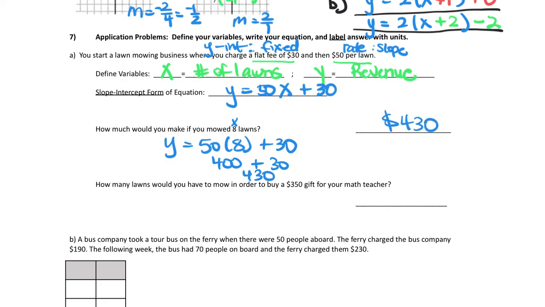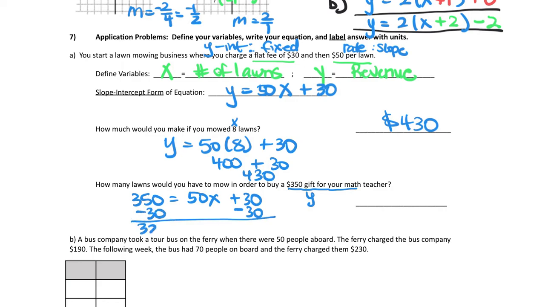And then it says, how many lawns would you have to mow in order to buy a $350 gift for your math teacher? Wow, that's so generous of you. That's a Y value. And so we have to plug that in for Y. So 350 equals 50x plus 30. If you use those Mod 1 skills to solve for x, I'm going to start by subtracting 30.